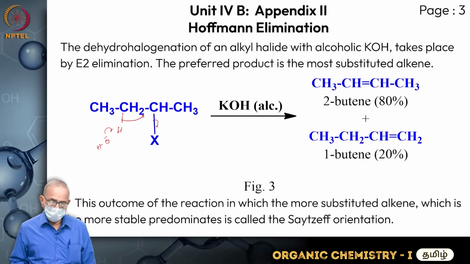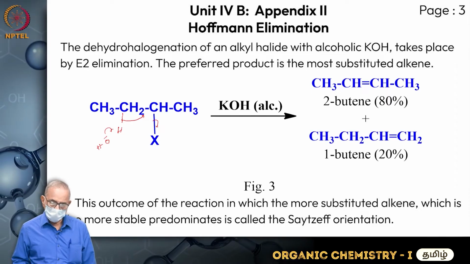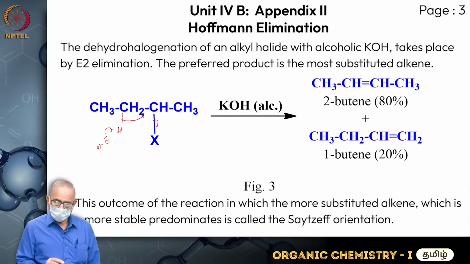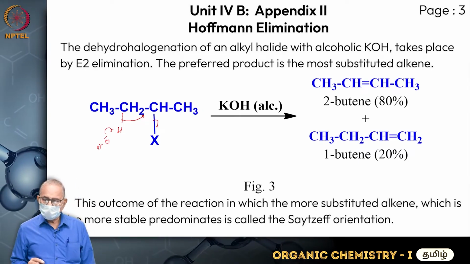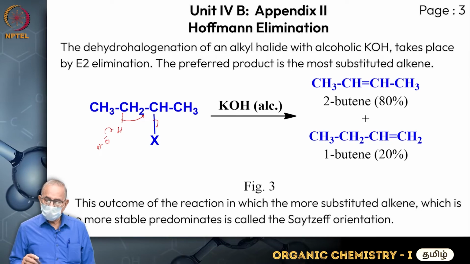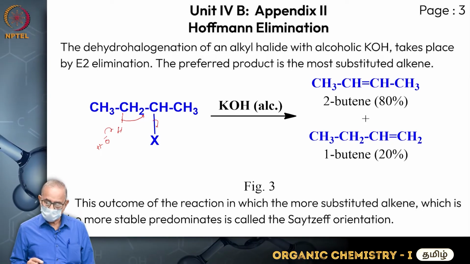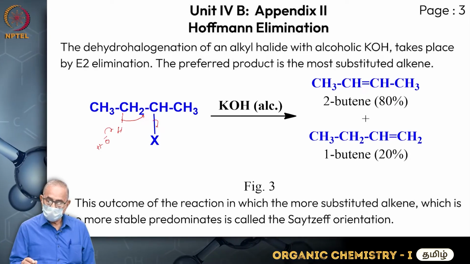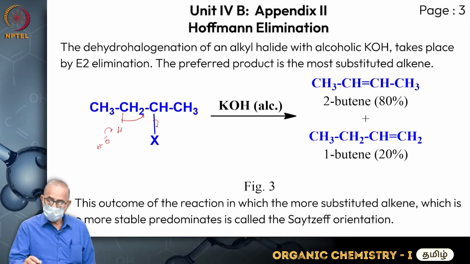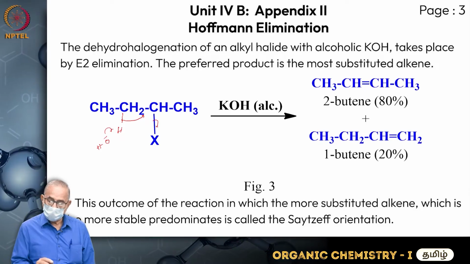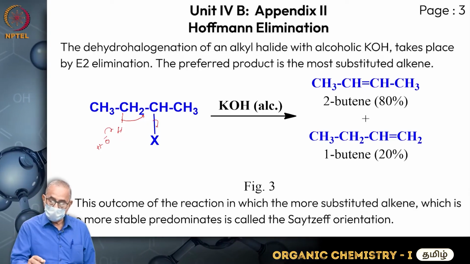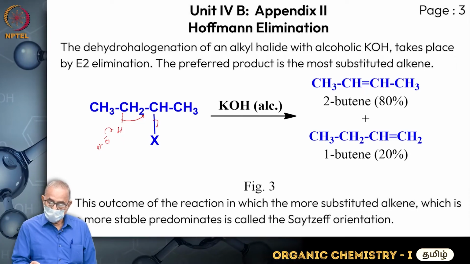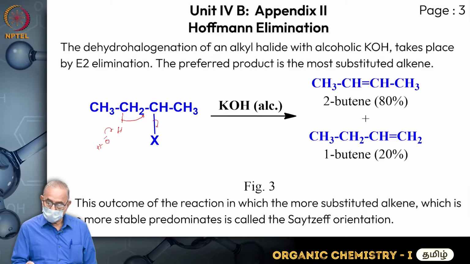When you have an alkyl halide treated with alcoholic KOH, you get what is called dehydrohalogenation reaction. This dehydrohalogenation takes place preferentially to get the more stable alkene. The more stable alkene is the more substituted alkene. If you have two substituents to this carbon, two substituents to this carbon, so this is more substituted carbon. The other alkene is formed at 20% yield.